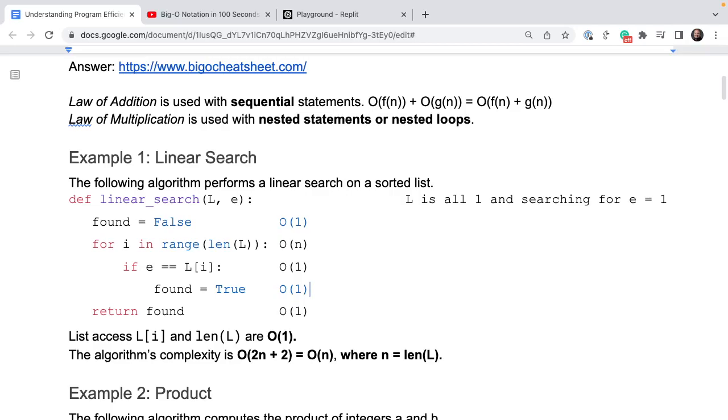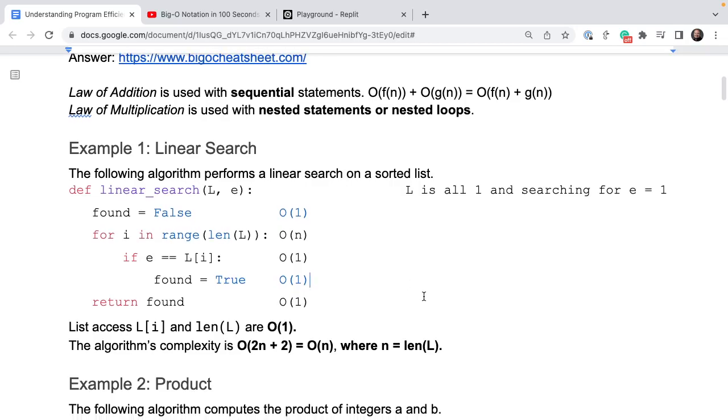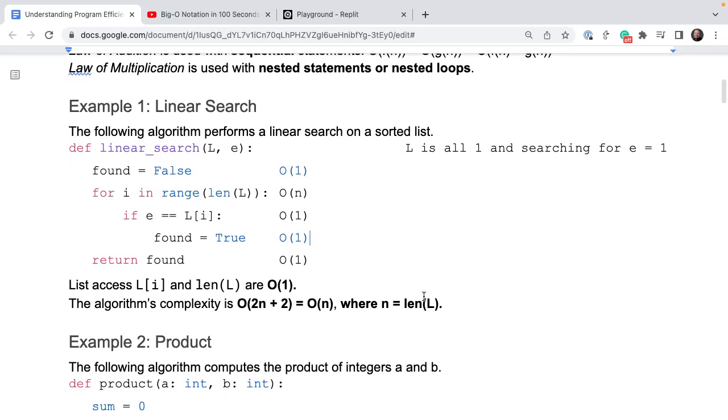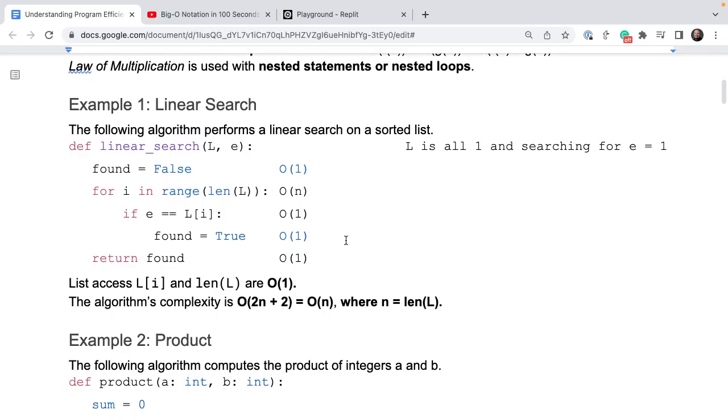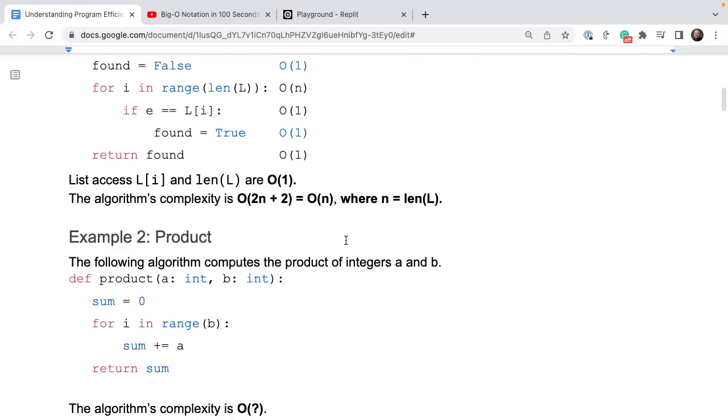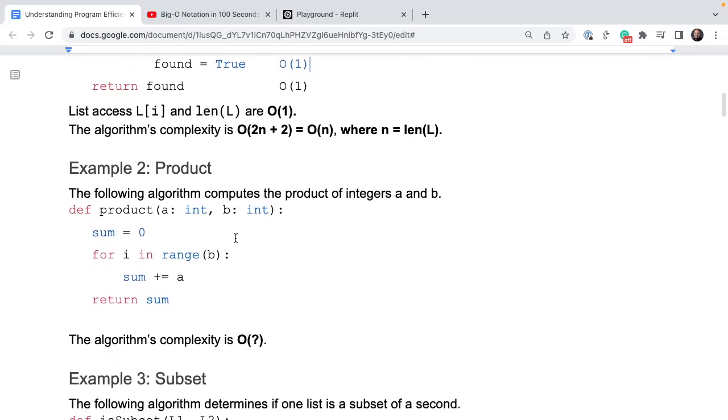All right. And again, we've covered a lot of the ground. So this is kind of the analytical part of it. So example 2, we have a product right here. So let's look at this algorithm and think about what it does. It computes the product of two numbers.